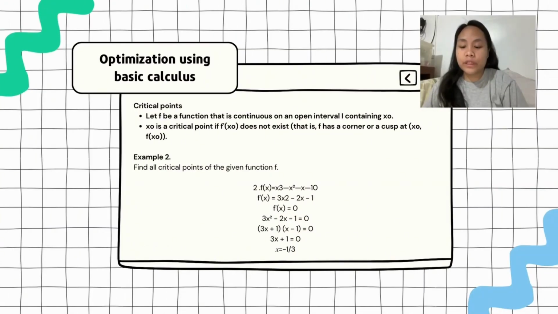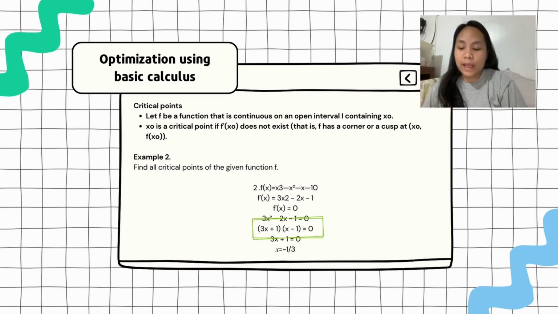Kunin natin yung derivative ng x cubed minus x squared minus x minus 10. And that is 3x squared minus 2x minus 1. After that, i-equate natin sa 0. So, yung f prime of x natin, i-equate natin sa 0. So, 3x squared minus 2x minus 1 is equal to 0. Pwede rin natin to i-factor: 3x plus 1 times x minus 1 is equal to 0.